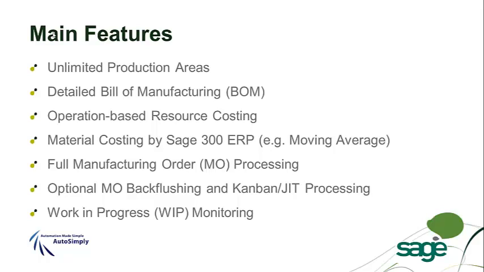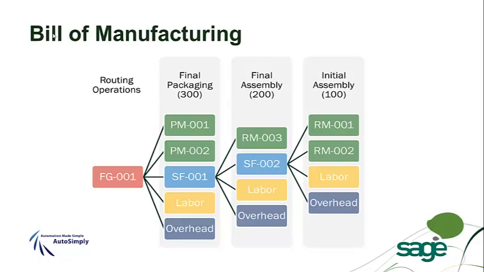MF provides for a full step-by-step processing of manufacturing orders, or MOs as we call them. It also allows for backflushing and just-in-time processing as needed. Here is a visual representation of the MF bill of manufacturing. Notice the distinct operations, the components, and resources that go with them. Resources can be of labor and overhead types.